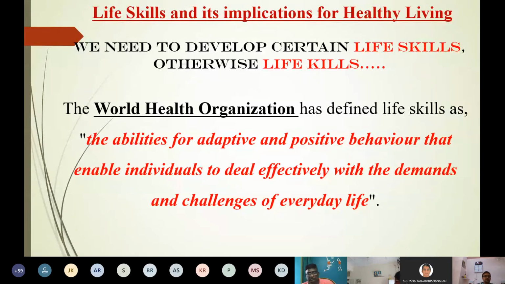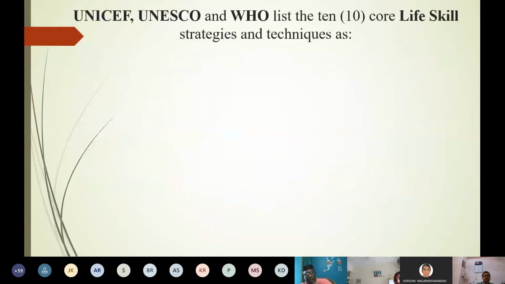UNICEF, UNESCO and WHO are the three organizations now working across the globe for child health, adolescent health and adulthood health also. They have developed different modules and come up with different programs to develop health at different levels: the corporate level, the regular worker level, and mainly they are concentrating on kids and the school level. They are coming up with different modules of health.